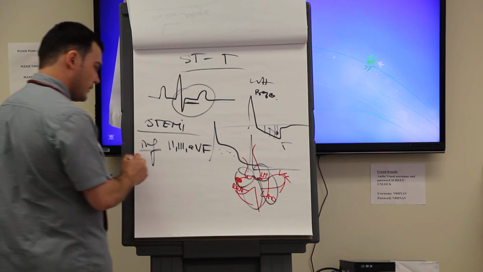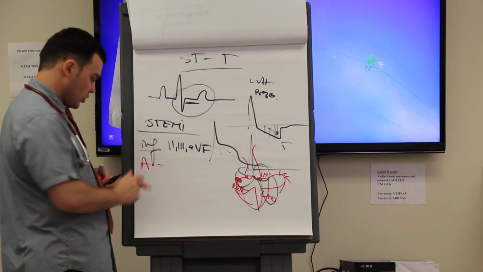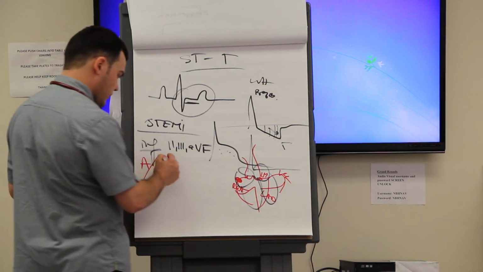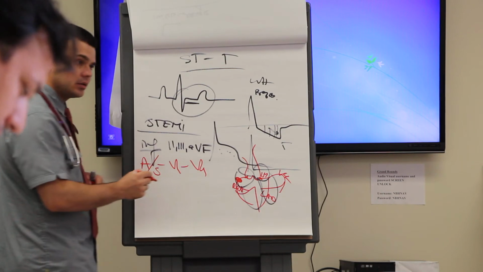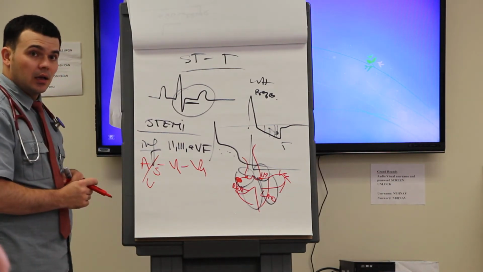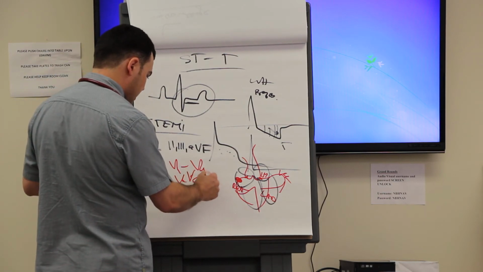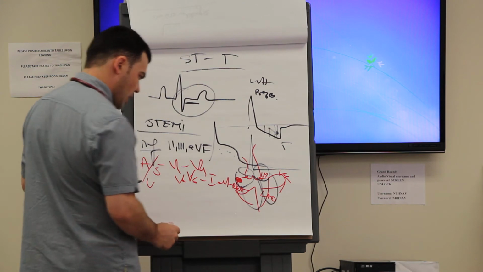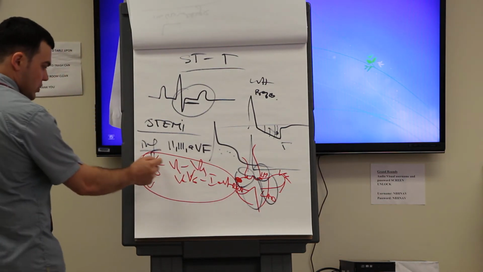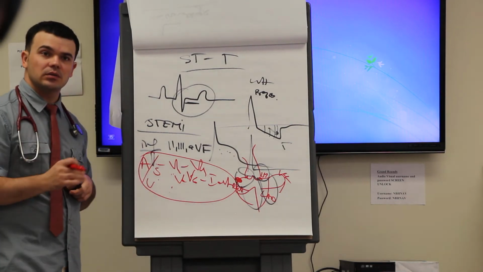So if it's anterior, V1 to V4. If it's lateral, V5, V6, lead 1 and aVL. And if it's both, these two, so V1 to V6, 1 and aVL.